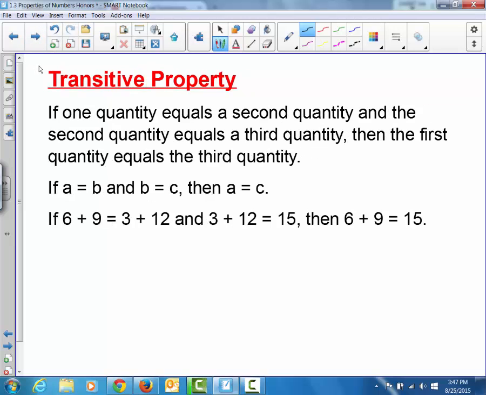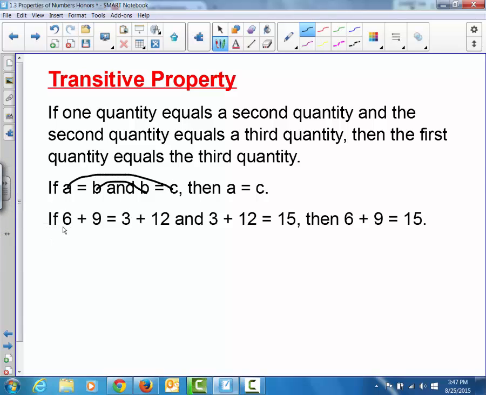The transitive property. If one quantity equals a second quantity, and the second quantity equals a third quantity, then that first one is going to equal the third one. Let's look at an example. If A equals B, and then B equals C, then it follows that A is equal to C.